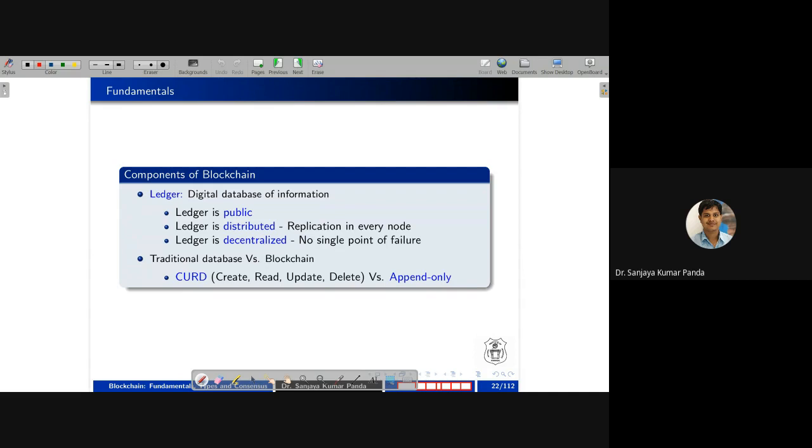If you go for a traditional database, we can create, read, update, and delete. We call this CRUD. But if you go for blockchain, creating a block is possible, and you can read a particular block, but updating and deleting are not possible. That's why we call it append-only mode. You can add something into the blockchain, but you cannot modify what is there in that network.